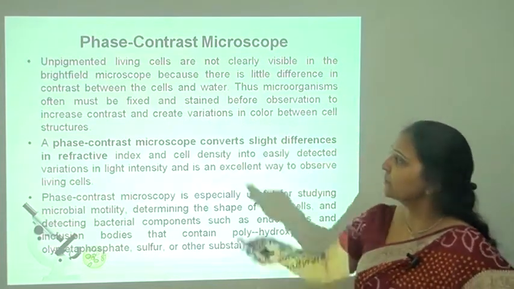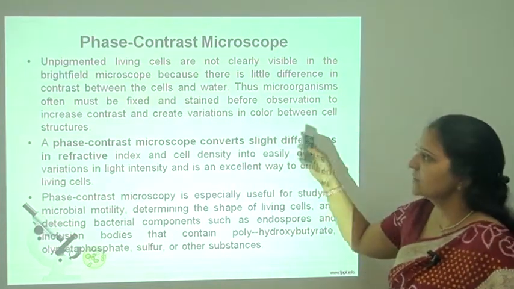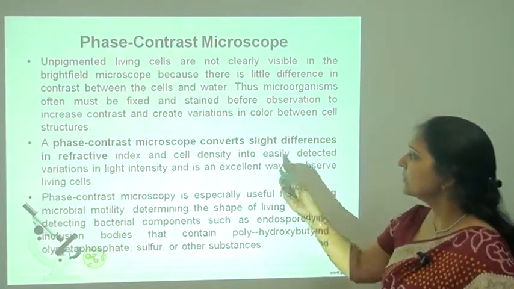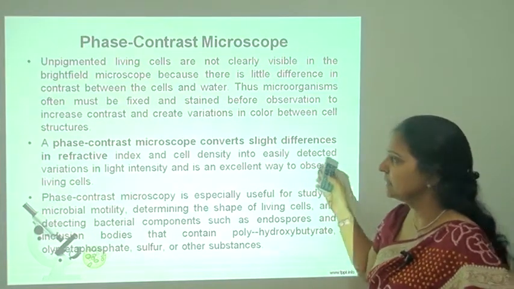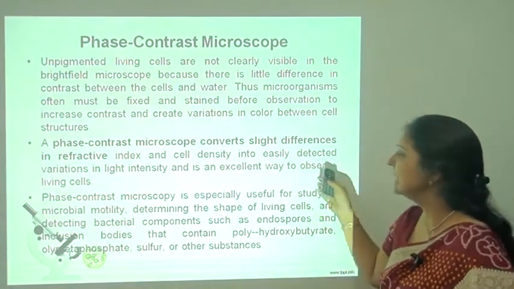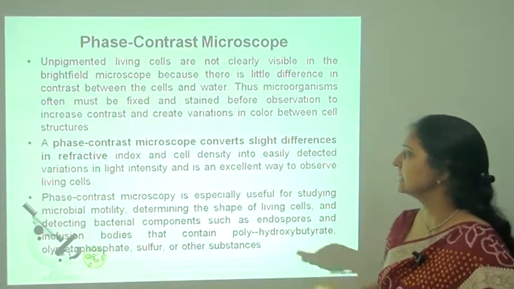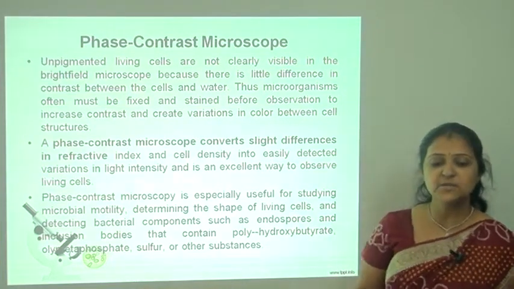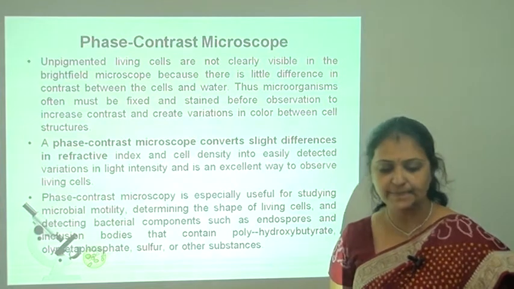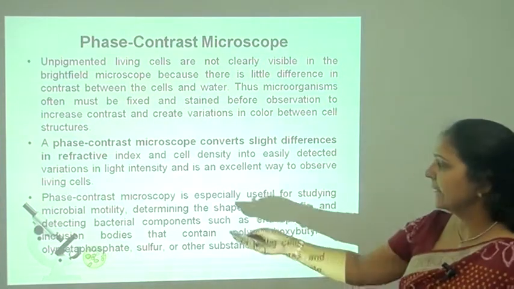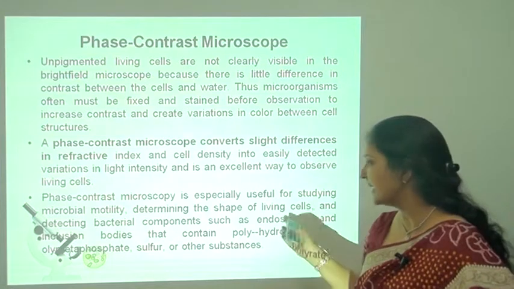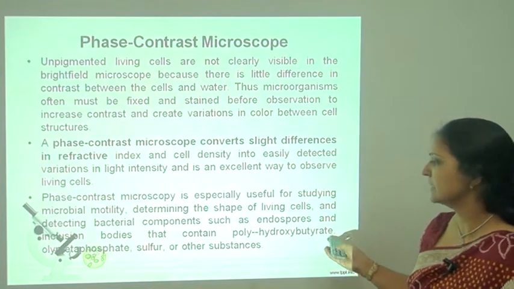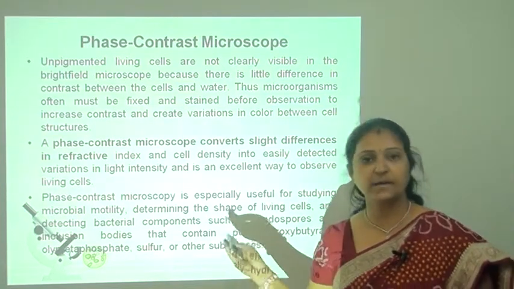Microorganisms often must be fixed and stained before observation to increase the contrast and create variation in the color between the cell structures. A phase contrast microscope converts the slight difference in refractive index and cell density into an easily detectable variance in light intensity and is an excellent way to observe living cells. So phase contrast microscopy is especially useful for studying microbial motility. It also determines the shape of living cells and detects bacterial components such as endospores and inclusion bodies present in bacteria, which contain polyhydroxybutyrate, sulfur or other substances.